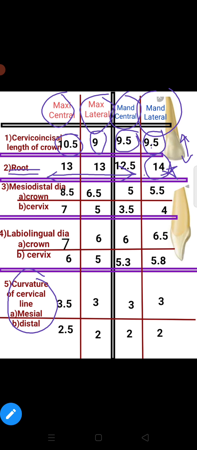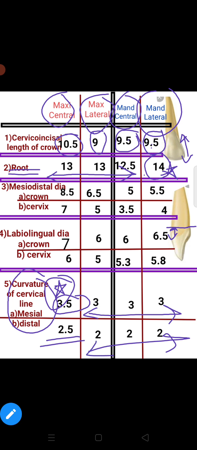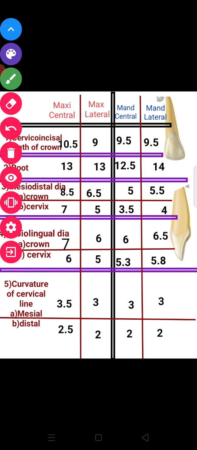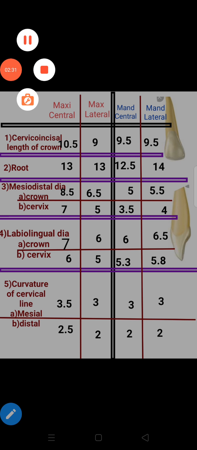Next, we'll talk about the curvature of the cervical line, because it can be remembered easily. For the maxillary central, if this is the cervix, this length is the curvature of the cervical line. It is 3.5 mesially, which is considered to be the largest for any tooth in your jaw. Distally it is 2.5. For the other teeth, it is 3 and 2. That's it. The mesiodistal diameter and labiolingual diameter have to be memorized. Do it anyway. But the crown, root and curvature of the cervical line can be remembered to some extent. Okay.